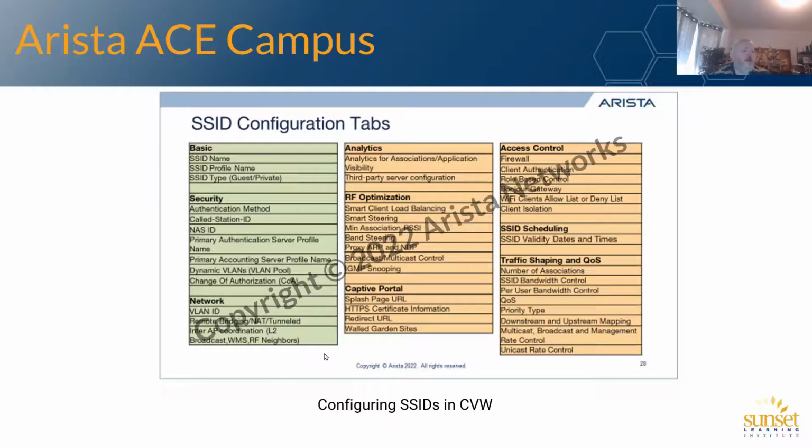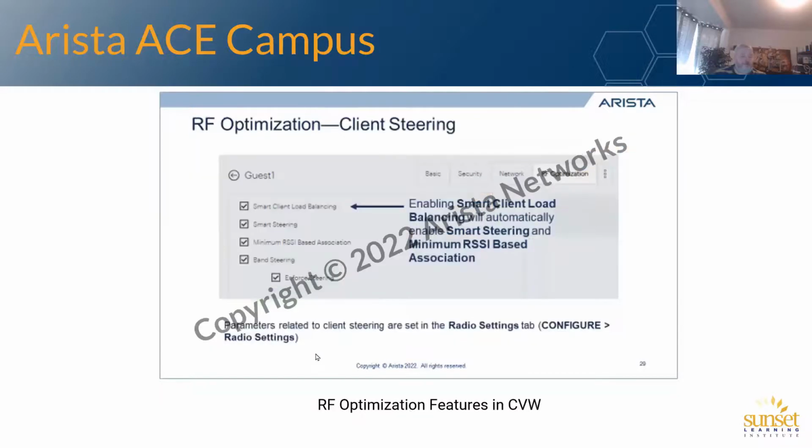Right? We will also talk about radio frequency optimization, how to set that up. We'll talk about some of these features that are in Arista, right? So smart client load balancing, smart steering, RSSI-based association, band steering, and so on. I'll explain those out, or we in the course will explain those out to you, right? And you can decide whether or not you need them, whether or not you want them, to try to fine tune how your RF, how your radio frequencies are being used.